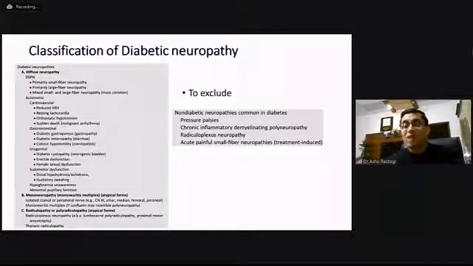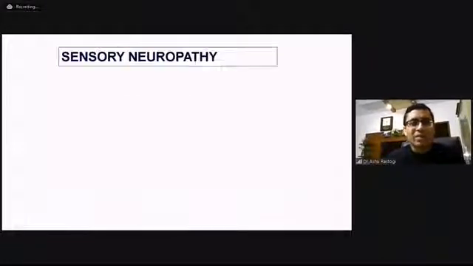This includes carpal tunnel syndrome and tarsal tunnel syndrome. These are also neuropathies, which are otherwise common in patients with diabetes. Chronic inflammatory demyelinating polyneuropathy, like CIDP, is also very common, and so is radiculoplexus neuropathy. So just remember a simple classification of diabetic neuropathy.